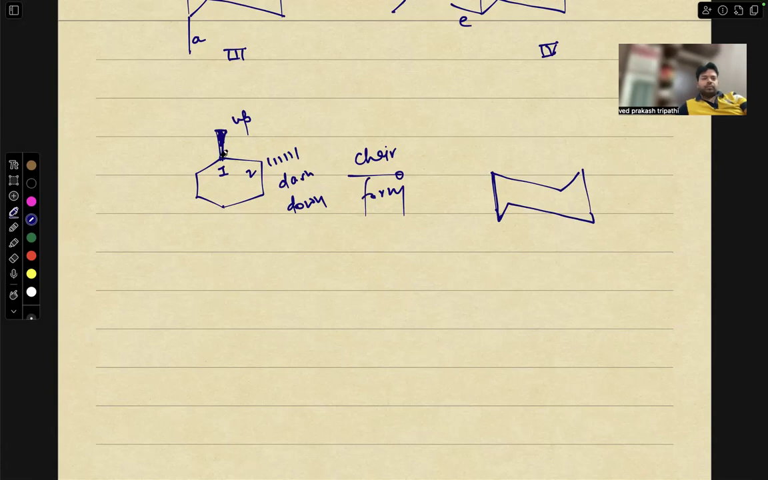So one methyl is up. Methyl is up. 2 methyl down. Methyl down. Now there is something called ring flipping. So I am going to flip the ring and they are in equilibrium with each other. So what is ring flipping? Ring flipping means it should be down and it should be up like this.